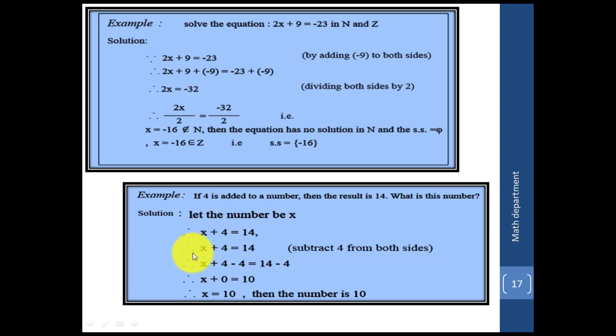Now can we find the value of x? Yes. With x we have plus 4. How can we cancel plus 4? Make minus 4 on the two sides. Here x becomes 14 minus 4 equals 10, so the number is 10.